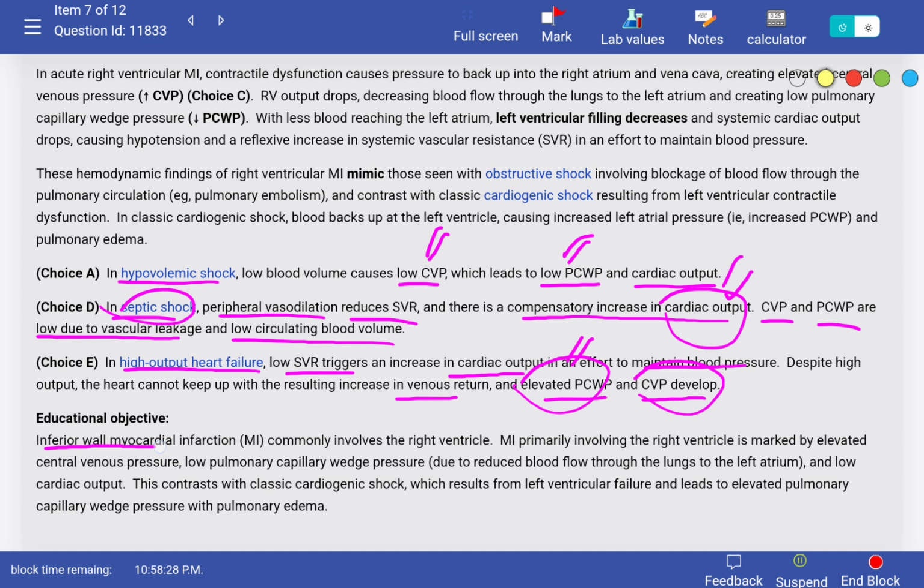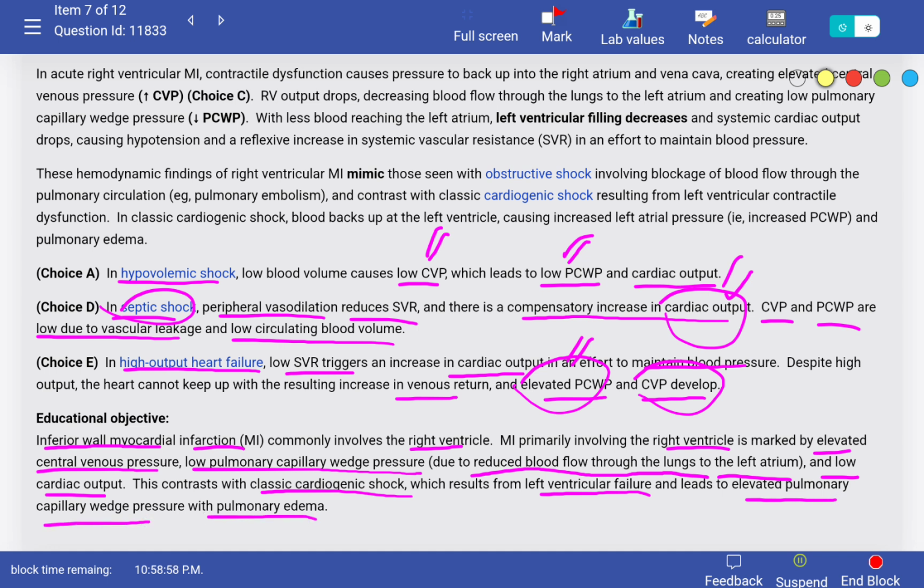So inferior wall MI commonly involves the right ventricle, right? MI primarily involving the right ventricle is marked by elevated central venous pressure, low pulmonary capillary wedge pressure due to reduced blood flow through the lungs to the left atrium, and low cardiac output, right? This contrasts with classic cardiogenic shock, which results from left ventricular failure and leads to elevated pulmonary capillary wedge pressure with pulmonary edema, right? As I mentioned about this.